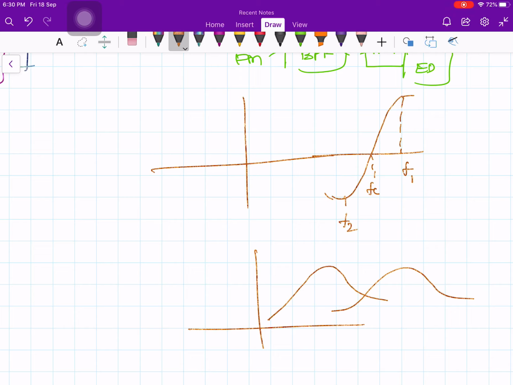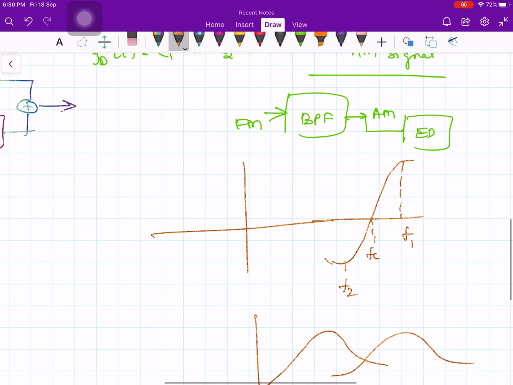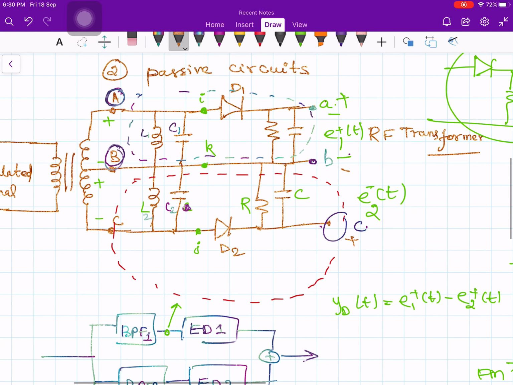Because of the different tuned circuits, the envelopes that you are looking at through the diode detector are slightly different. L1 and C1 are tuned to one frequency, let's say F1, and L2 and C2 are tuned to another frequency F2. So the upper band pass filter is tuned to frequency F1 and the lower band pass filter is tuned to frequency F2. Therefore, the responses are different. That's the whole point.